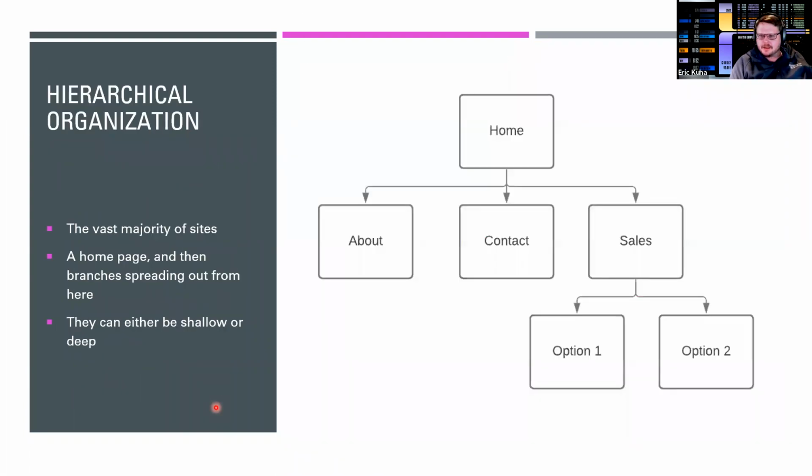Hierarchical organization looks kind of like this. You've got a home page, and then everything is linked from the home page or from each other. You know, so like these are lower on the hierarchy. This is definitely the highest on the hierarchy, and they're like a branching tree that branches out from a home page. That is what most websites do. They have something like this.